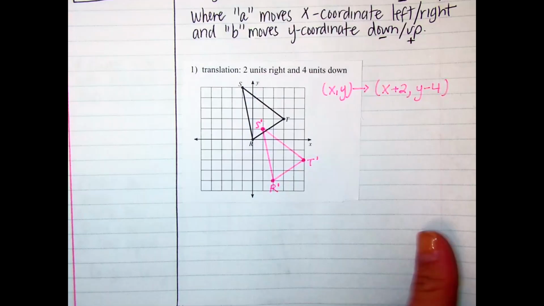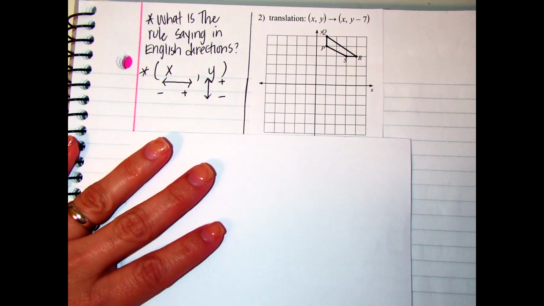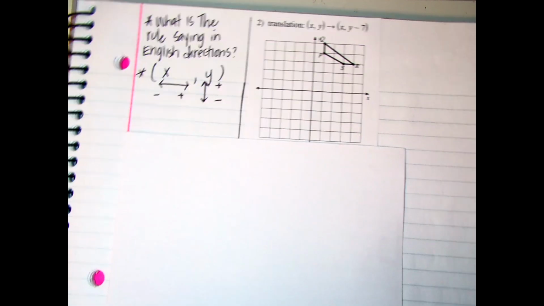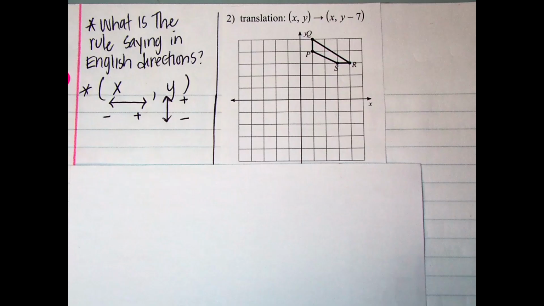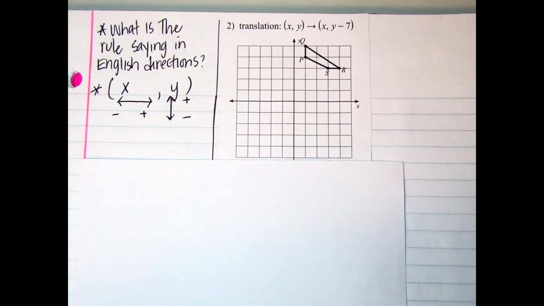Okay? All right. Let's try a few more. We're going to now go to this one here. We're going to translate using the notation. So we want to actually write down what it says in English so that we don't make any mistakes. Okay?